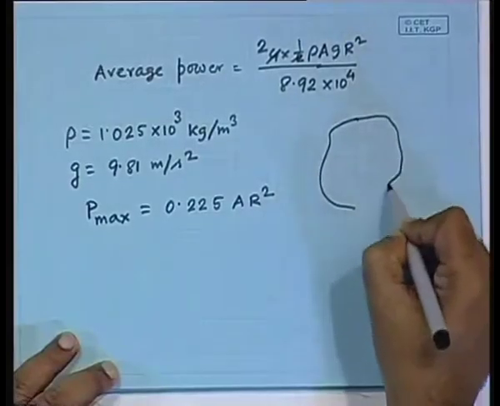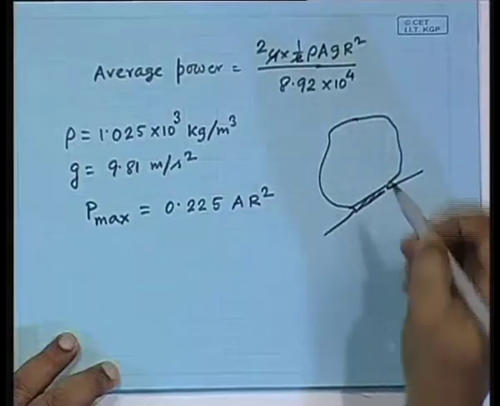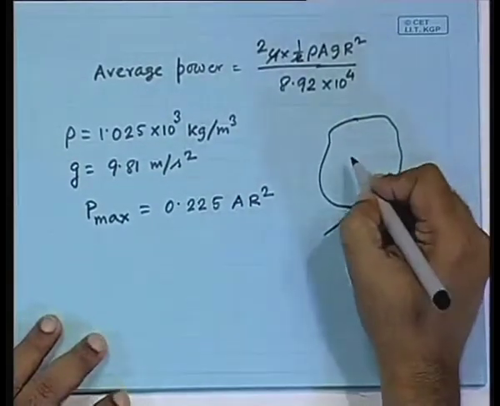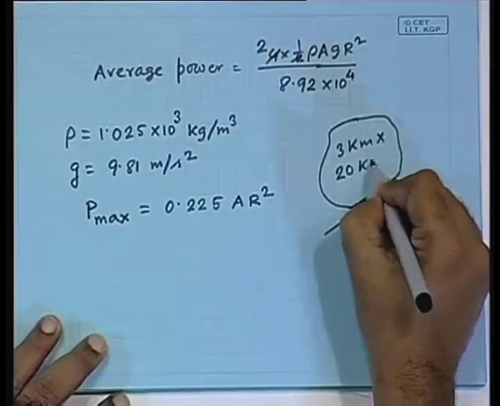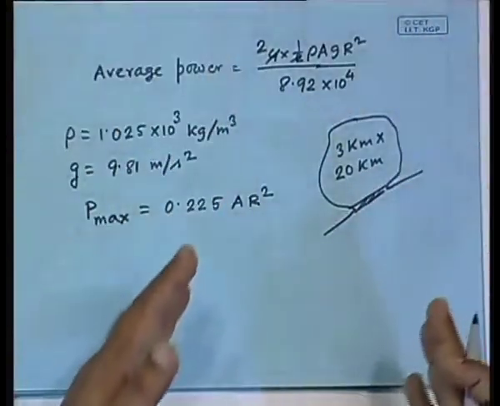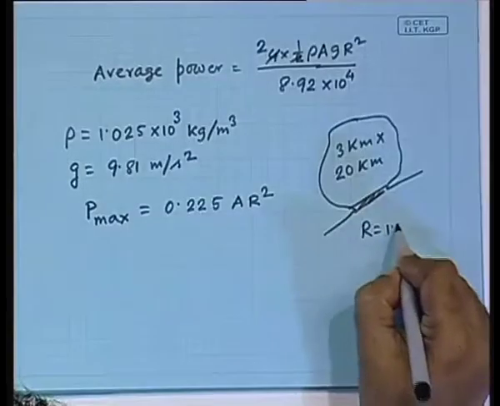Okay, let's first try to understand how much is the actual power generation. Suppose you have a basin area, the basin area is say 3 km times 20 km. Normally it is elongated. Why? Because normally it is the estuary of a river. That is why 3 km by 20 km I have put. Can you just substitute it here and assume R is equal to 1.5 meters only.